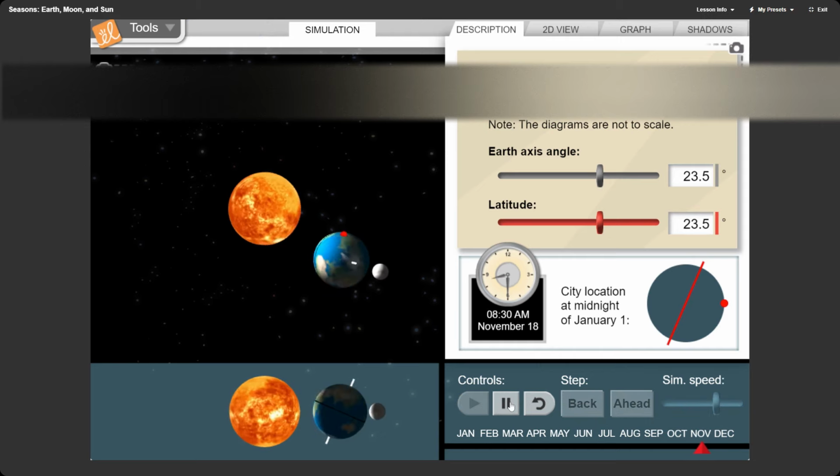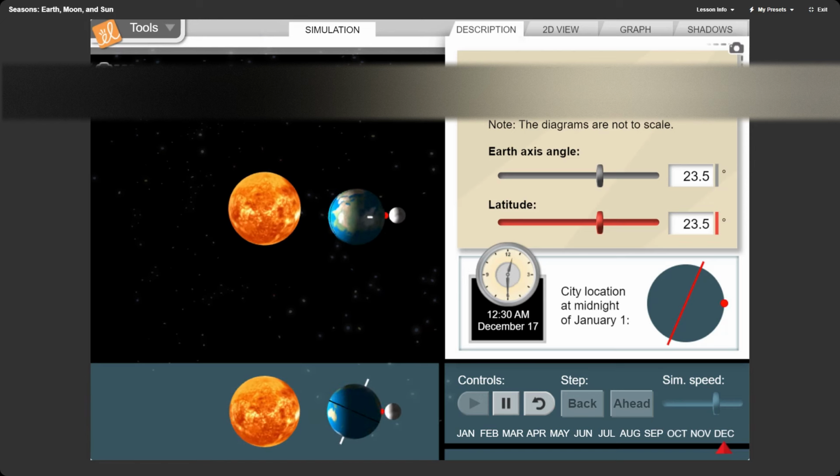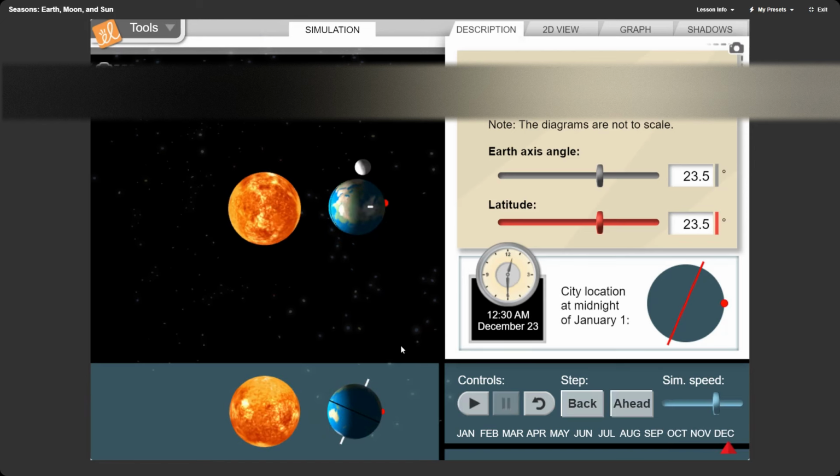So it's spinning and revolving, rotating, revolving. And then now we end up on this side of the Earth. And this is around December, specifically around December 21st, which is the first day of winter in the Northern Hemisphere. And notice in the Northern Hemisphere, now it's tilted away from the sun.